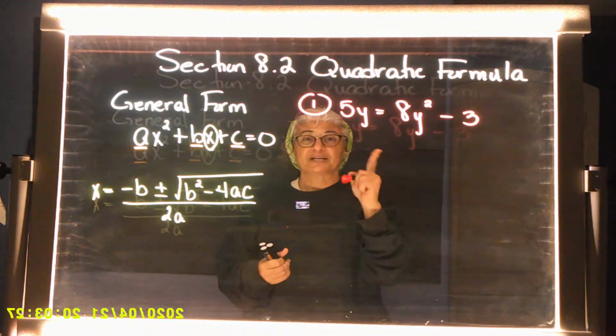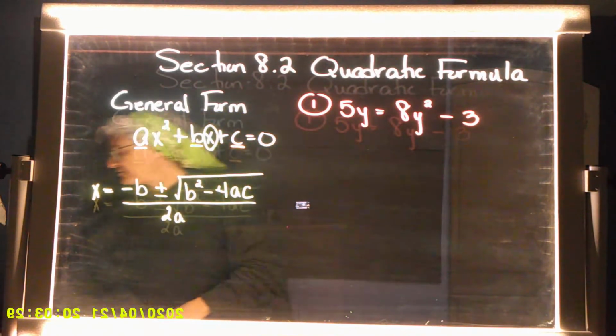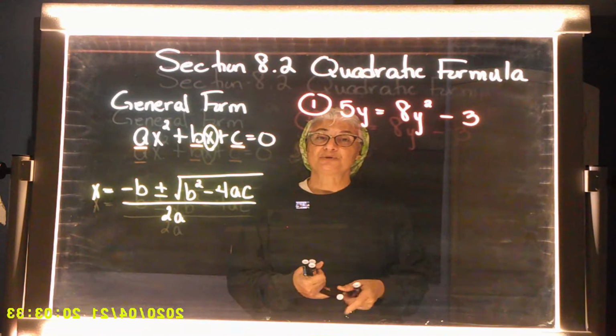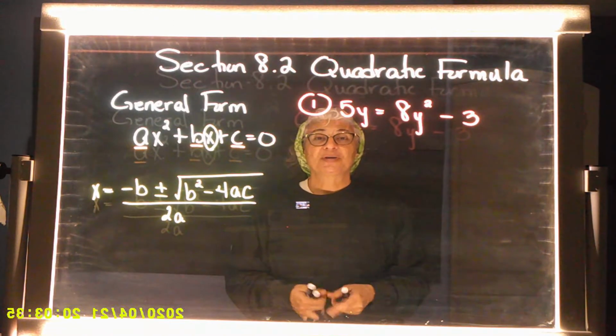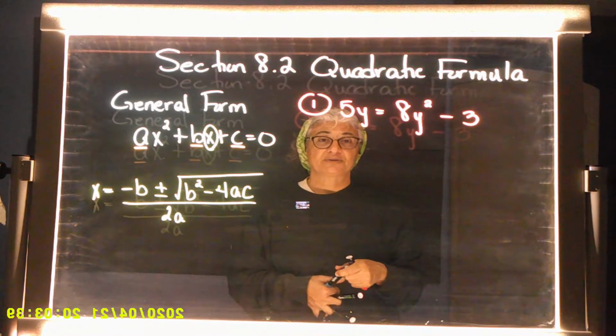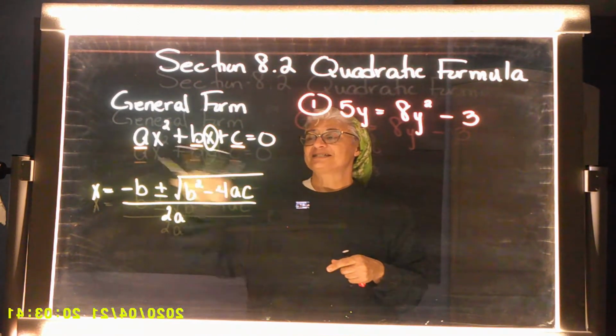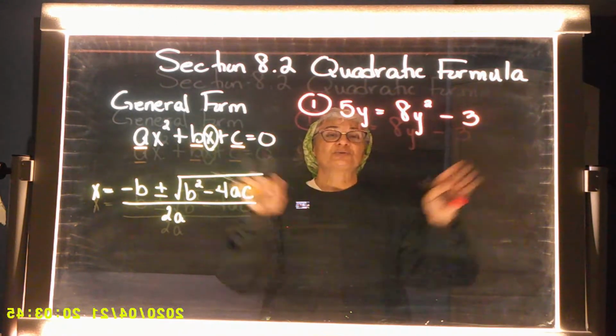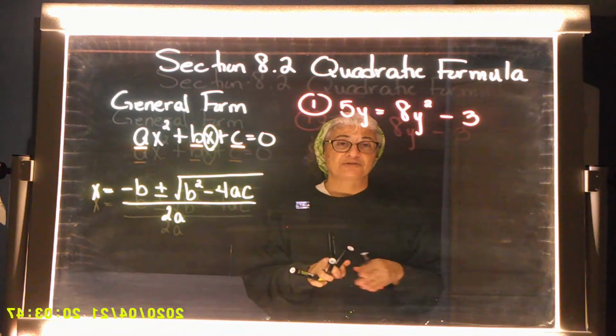Okay, so I would like to solve this using the quadratic formula. Now, remember what we mentioned. In order to use the quadratic formula, we have to make certain of two things. One, that it's set equal to 0, and secondly, that it's in descending order. Which I see neither one here. I need it equal to 0.